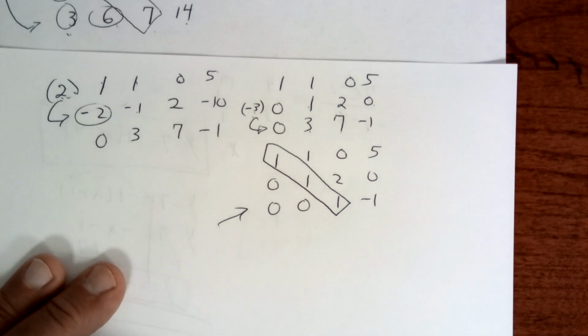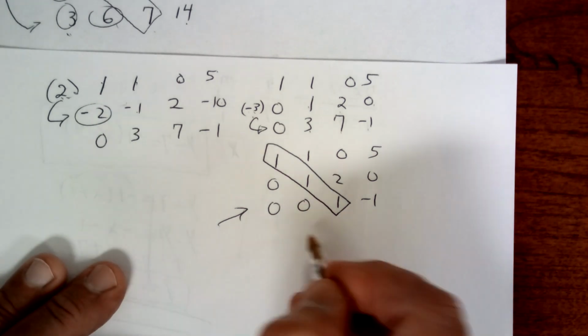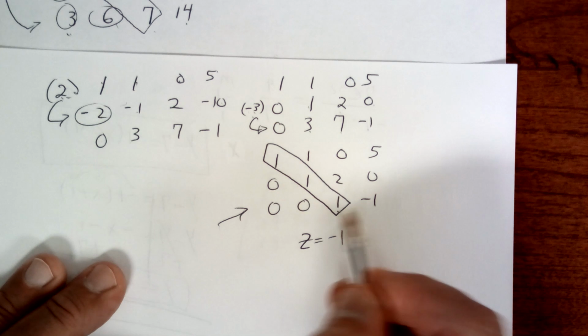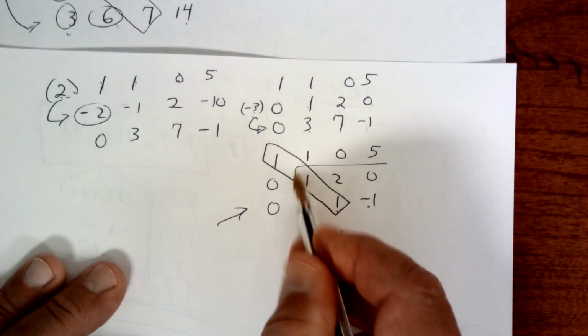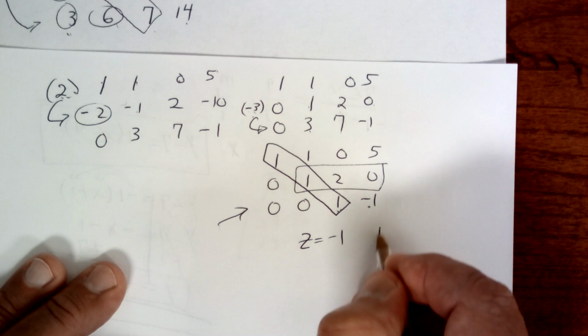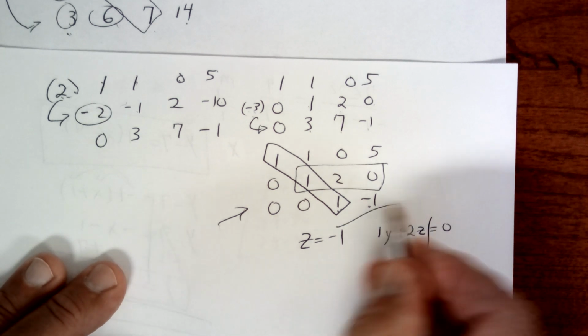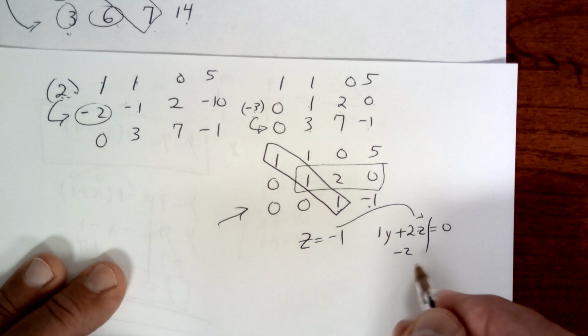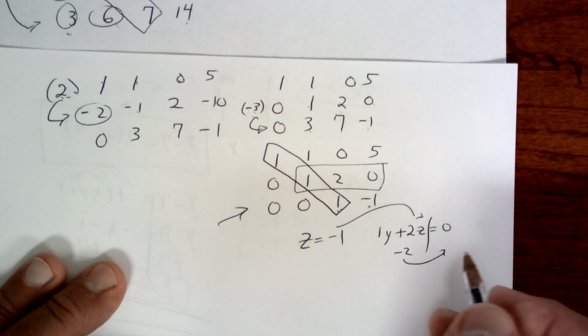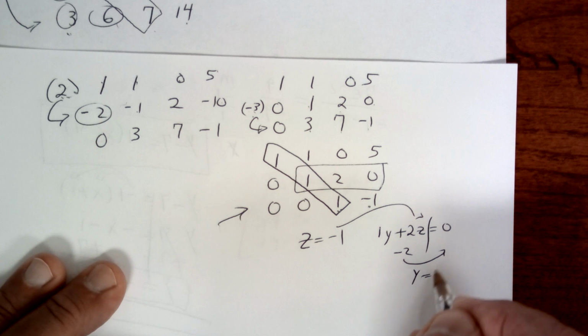Now, on your SAT or whatever, this is x, y, z. So z equals negative 1 right here. And then you backfeed it. So that's going to be 1y plus 2z is equal to 0. You're going to plug in a negative 1 here and get negative 2. You're going to add it over here, and that's going to be y equals 2. So now you got two answers.